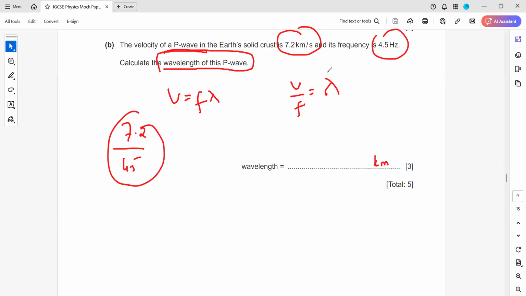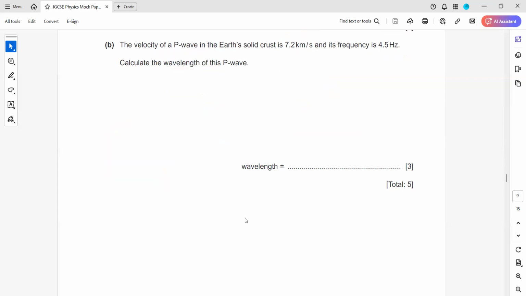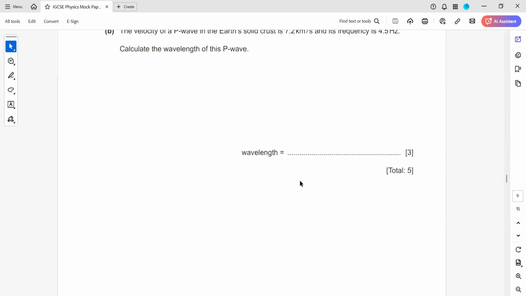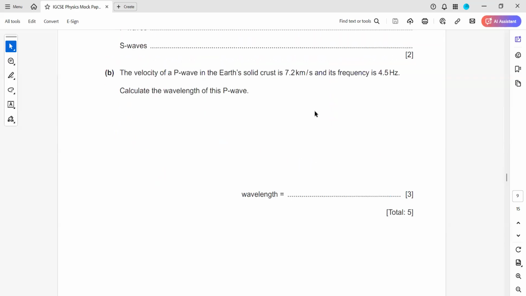But if you convert the speed into meters per second, so 7,200 divided by 4.5, then the answer will be in meters. So if you use the unit kilometer per second, the answer will be in kilometers for the wavelength. This is acceptable, because they did not specify. Let's say a question was there, find the speed, and the wavelength was in kilometers and the frequency is in hertz. Then the answer will be kilometers per second.